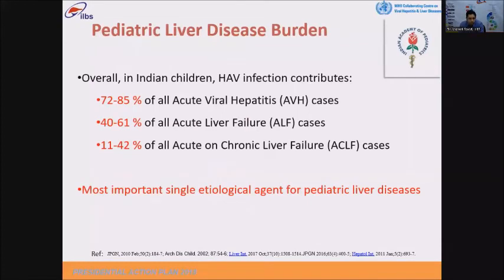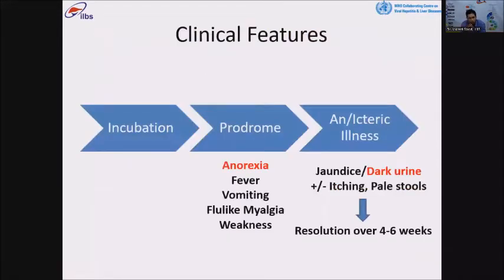As I've already mentioned, hepatitis A is the single most important etiological agent for pediatric liver disease in the country. That means the most common cause of acute liver failure and the most common cause of acute viral hepatitis in children is hepatitis A. How do these acute viral hepatitis present, both hepatitis A and E?